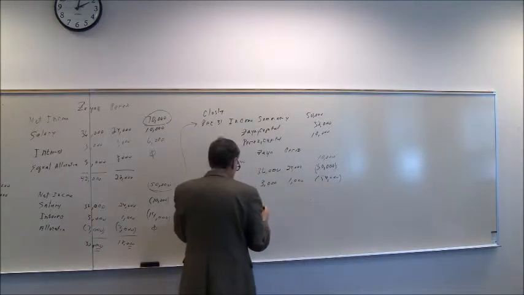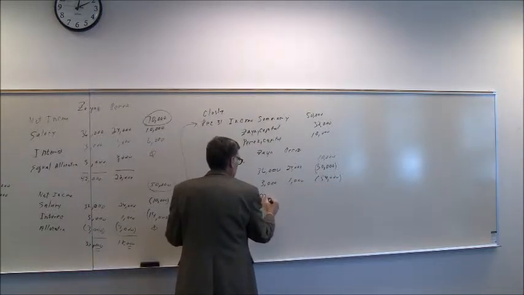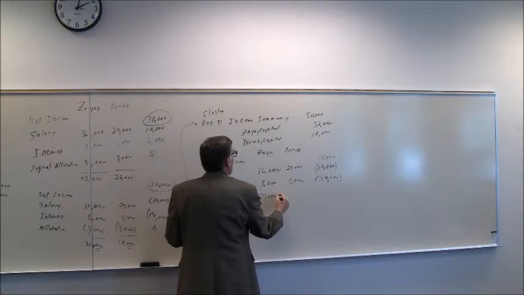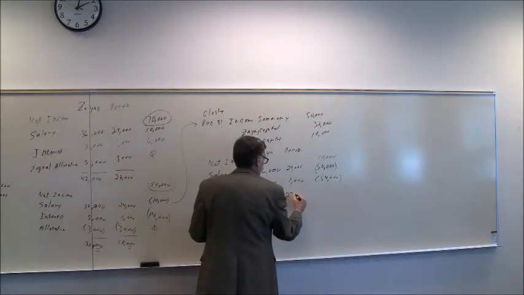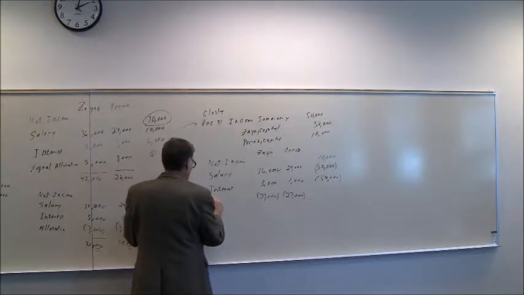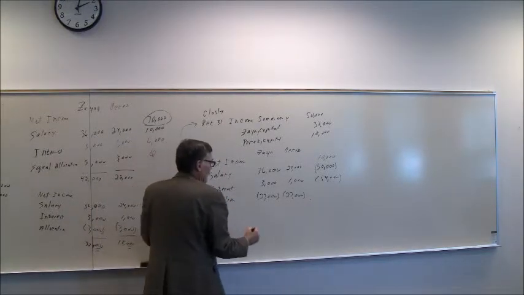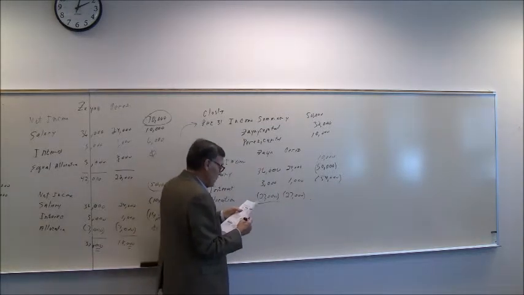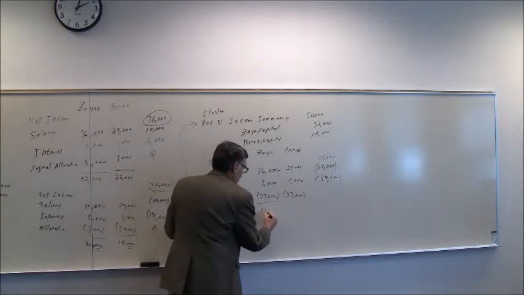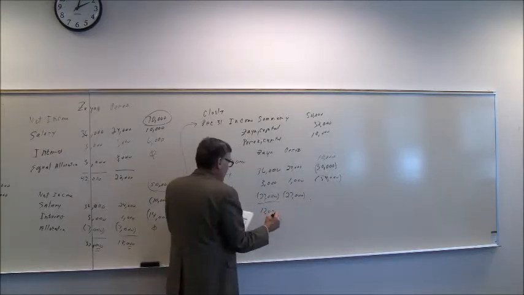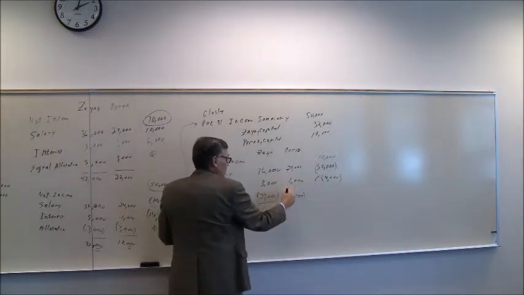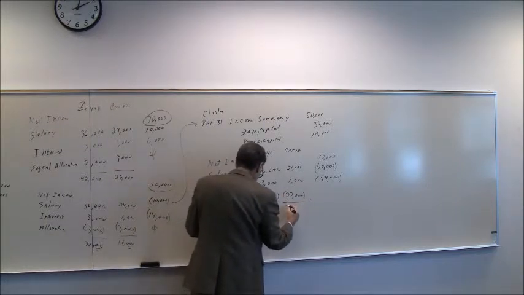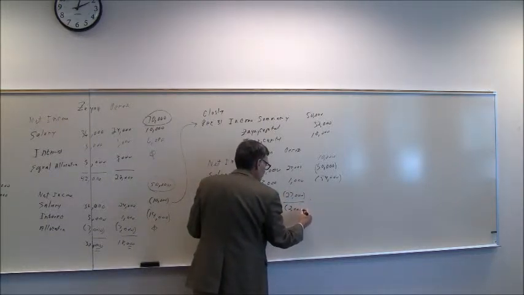Half of this will be 27. Half goes to Zane, and half goes to Perez. This is equal allocation. Okay, so now 36 plus 3 minus 27, that comes to be 12. And 24 plus 1 minus 27 is a negative 2,000.